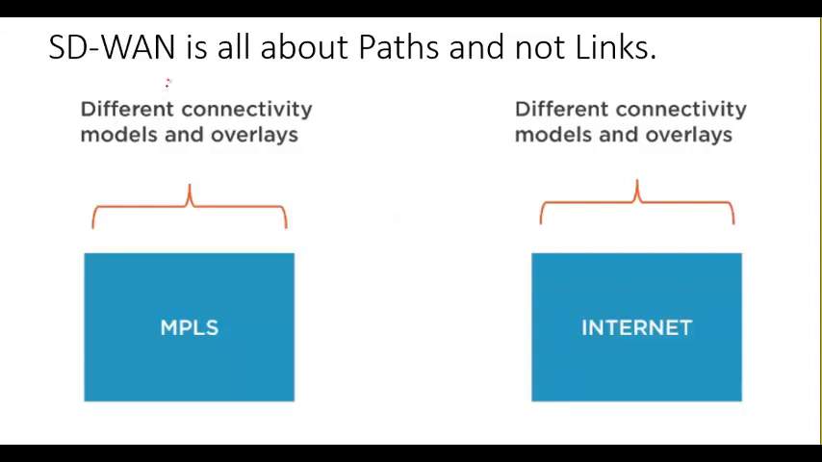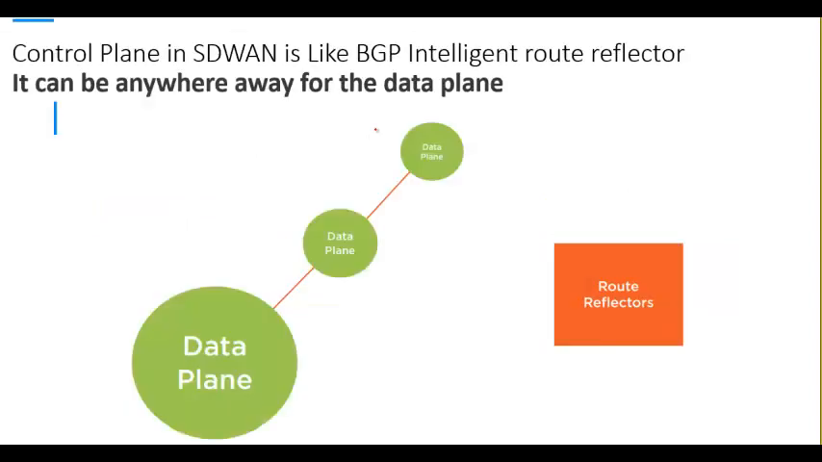Yeah, this is it. SD-WAN is all about paths. What sort of path I want, not the links. Whether it is an MPLS link or internet link, agnostic to this. The control plane in SD-WAN can be in various places, can be in one single site, or it may be distributed across multiple sites.